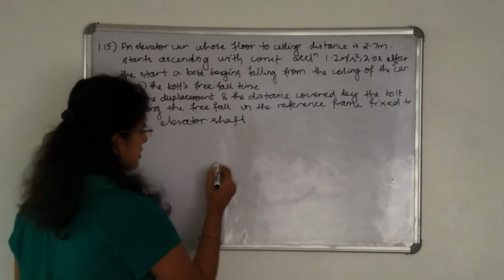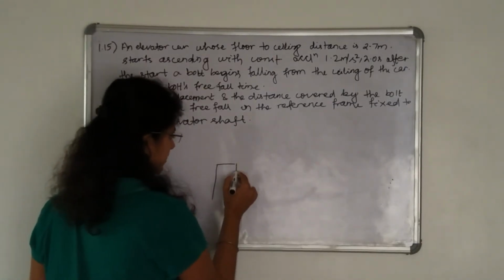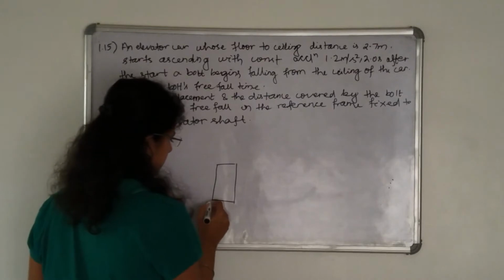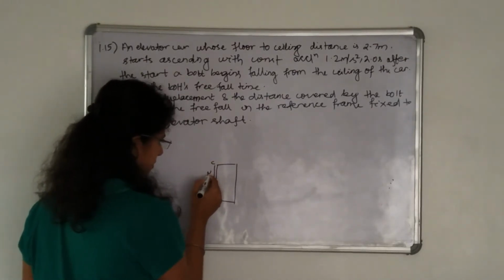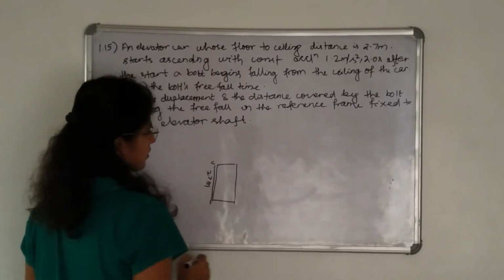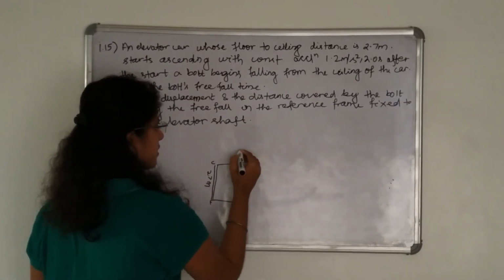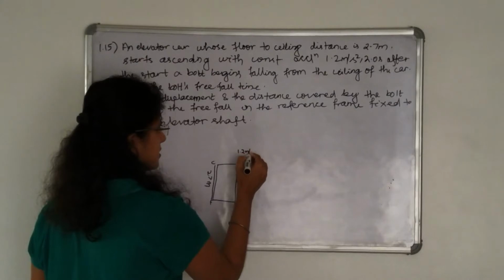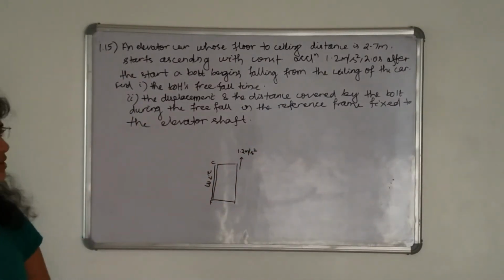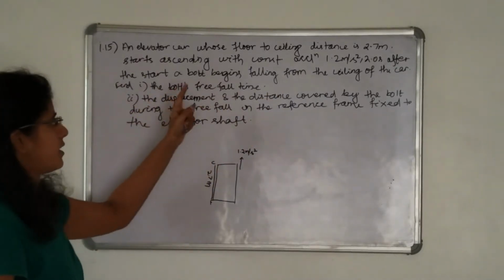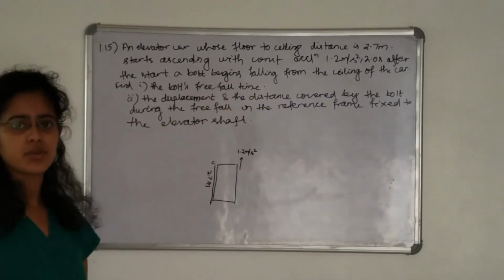Okay? So let us take, this is the elevator car, this is the floor and this is the ceiling. This length is 2.7 meter. It started moving in upward direction, that is, it is ascending with acceleration 1.2 meter per second square. So 2 seconds after the start, a bolt begins falling from the ceiling of the car.